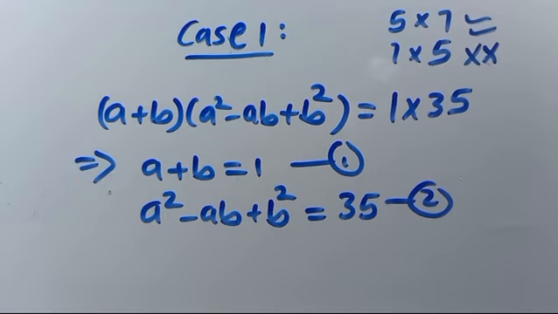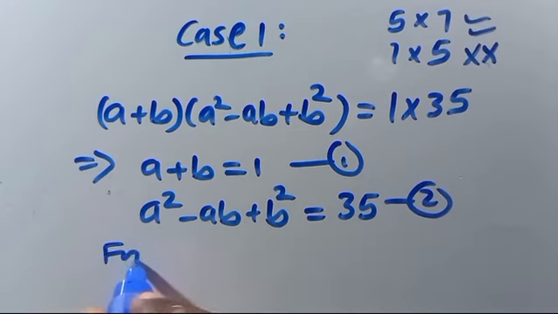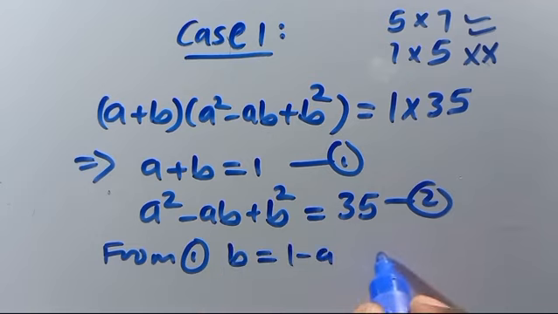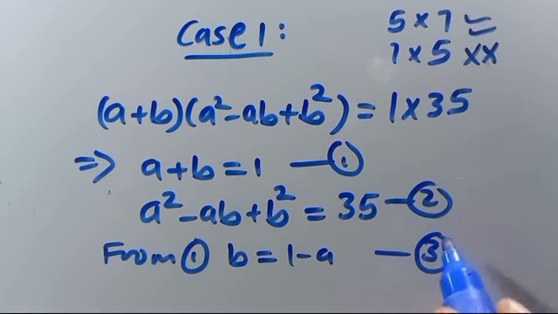So from equation 1, let's try to make b the subject of the formula. So from equation 1, we can have b equals 1 minus a. We have this as equation 3. Then let's substitute equation 3 into equation 2.